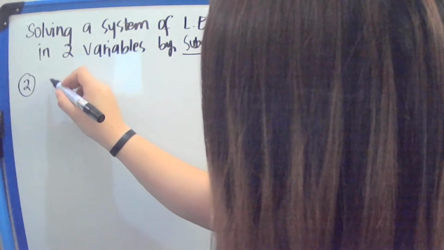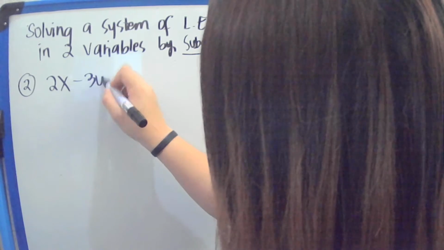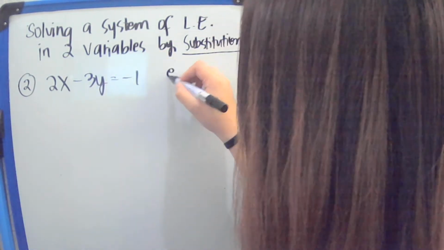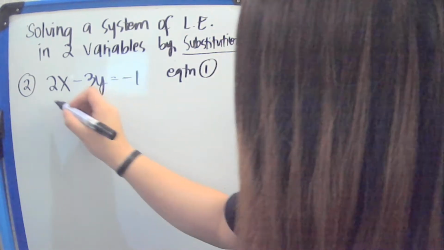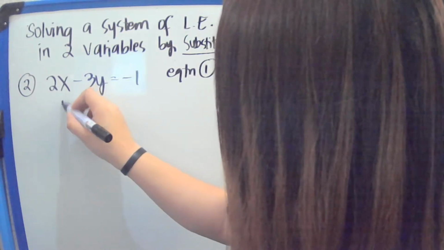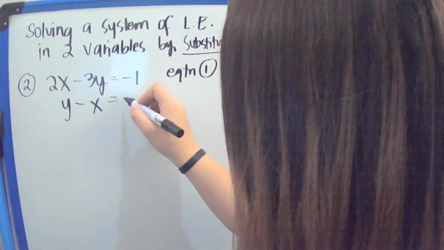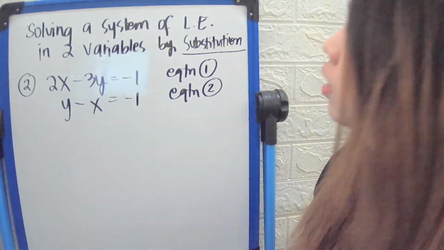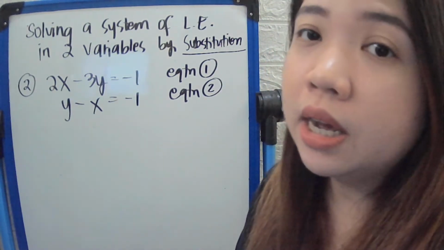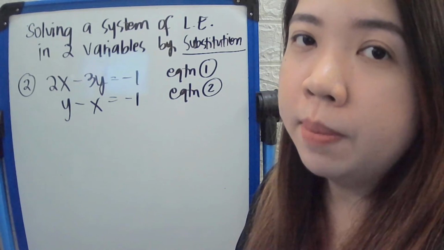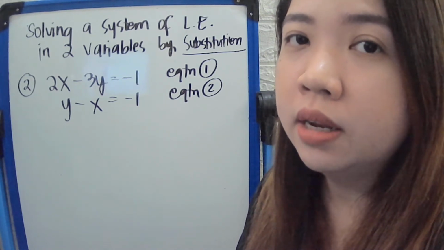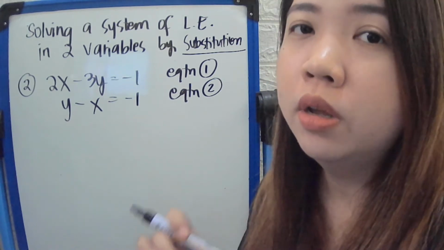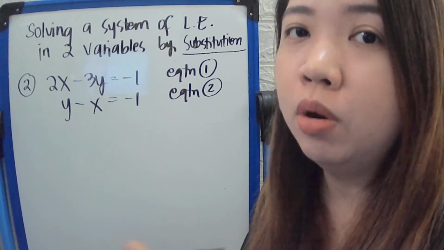Let's have the second example. 2x minus 3y is equal to negative 1. That is equation 1. For equation 2, let's have y minus x is equal to negative 1. Okay, so as you can see, hindi kagaya do sa example 1 natin na meron tayong equation 1 kung saan naka-give na yung value for, or naka-extract na yung equation para sa variable y.